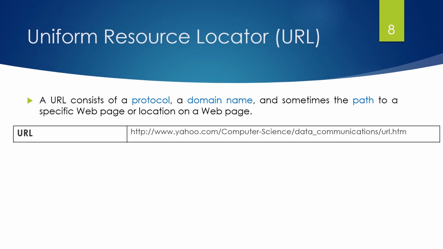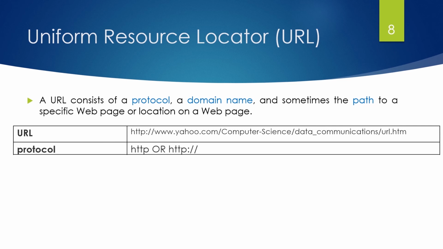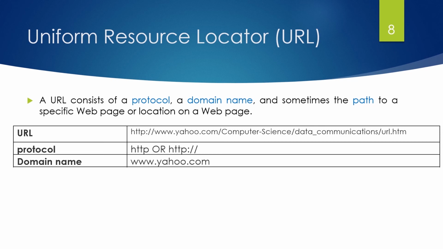So here we have a URL, which is http://www.yahoo.com/computer-science/data-communications/url.htm. So here, what is the protocol? The protocol is HTTP, or you can say http://. HTTP, as we saw before, is Hypertext Transfer Protocol. This is the protocol. Then in terms of domain name, we have here www.yahoo.com. This is the domain name.